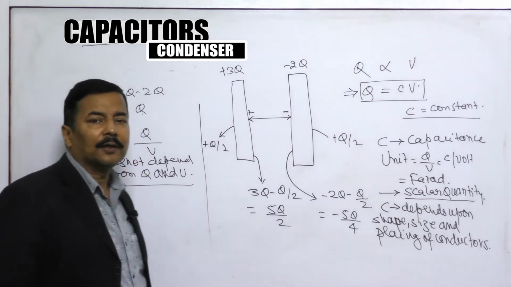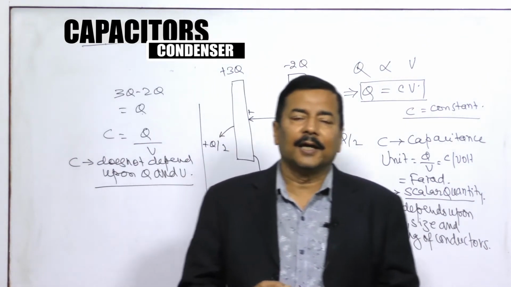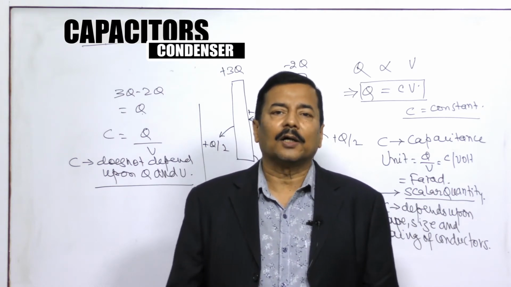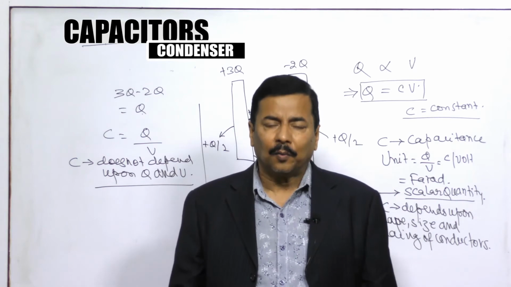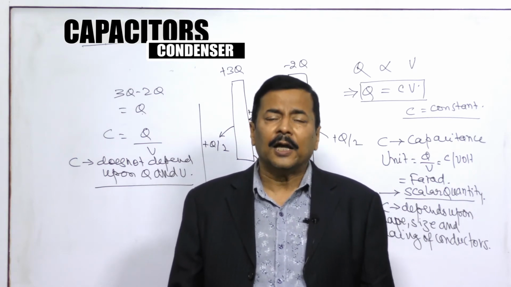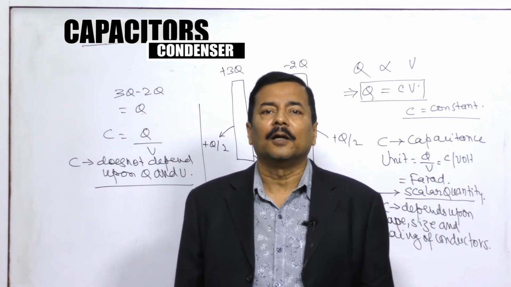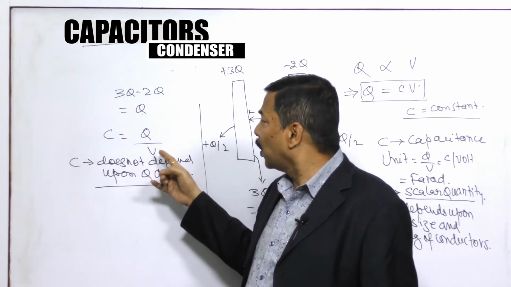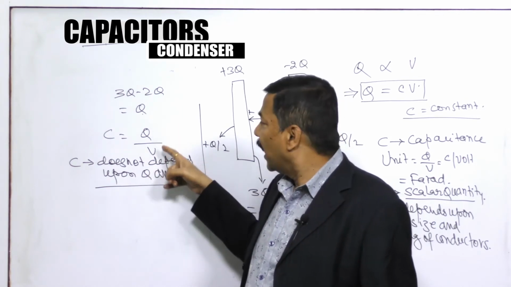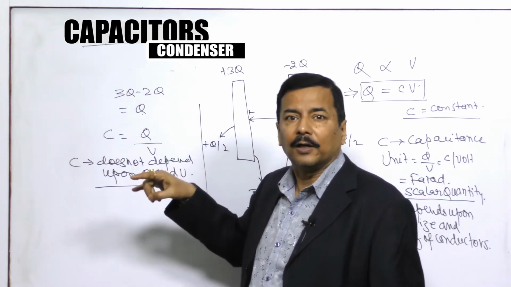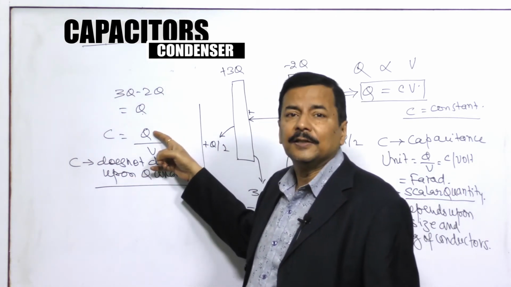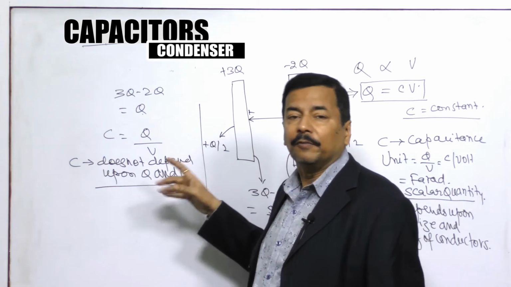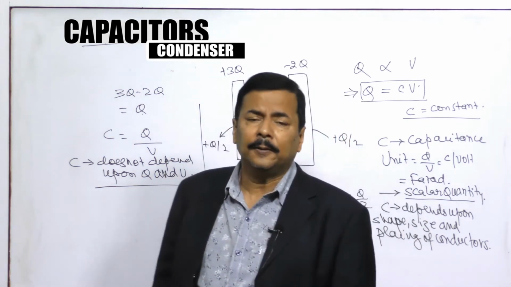In the same manner, the capacitance of a bucket does not depend upon the amount of water that you give, or the water level in the bucket. In the same manner, the capacitance of a capacitor does not depend on Q. Q corresponds to water and V corresponds to the level of water. So this is potential difference and this is charge. So C does not depend upon Q and it does not depend upon V. This thing should be clearly understood in your mind.